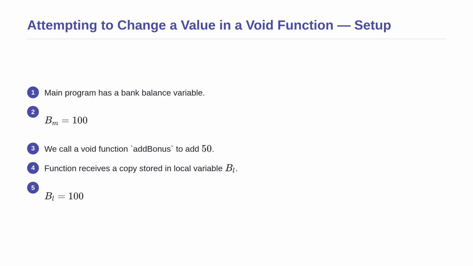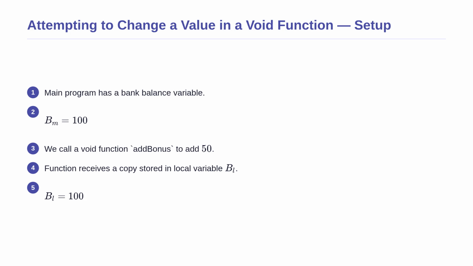To deeply understand pass by value and void functions together, let us look at an example where a function tries to change a variable but fails to affect the main program. Suppose we have a main program with a variable representing a bank balance, initially set to 100. We call a void function named add bonus and pass our balance to it, hoping to add 50 to our account. Because it is a void function, it will not return any value back to us.